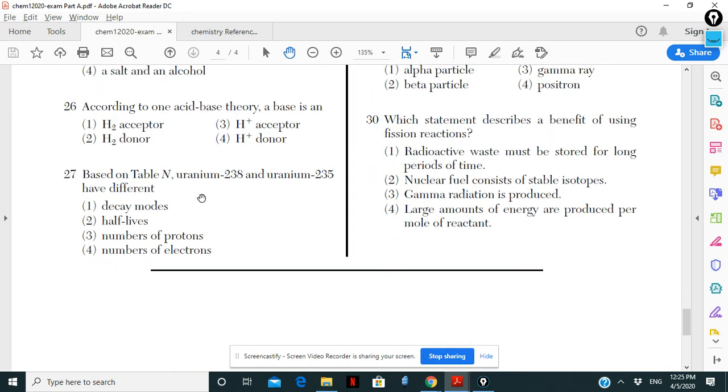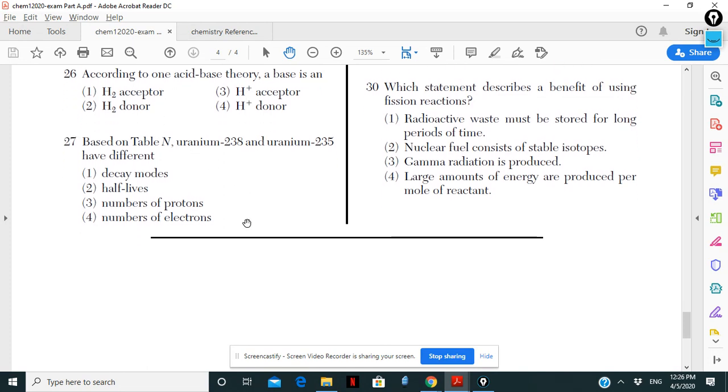According to one acid-base theory, a base is, as I just said in two questions before, accepting a proton. A hydrogen acceptor, that's a molecule, incorrect. I said proton, which is H positive. So the answer should be 3 for 26. Here they played a game about whether you understand that accepting a proton means hydrogen ion only.